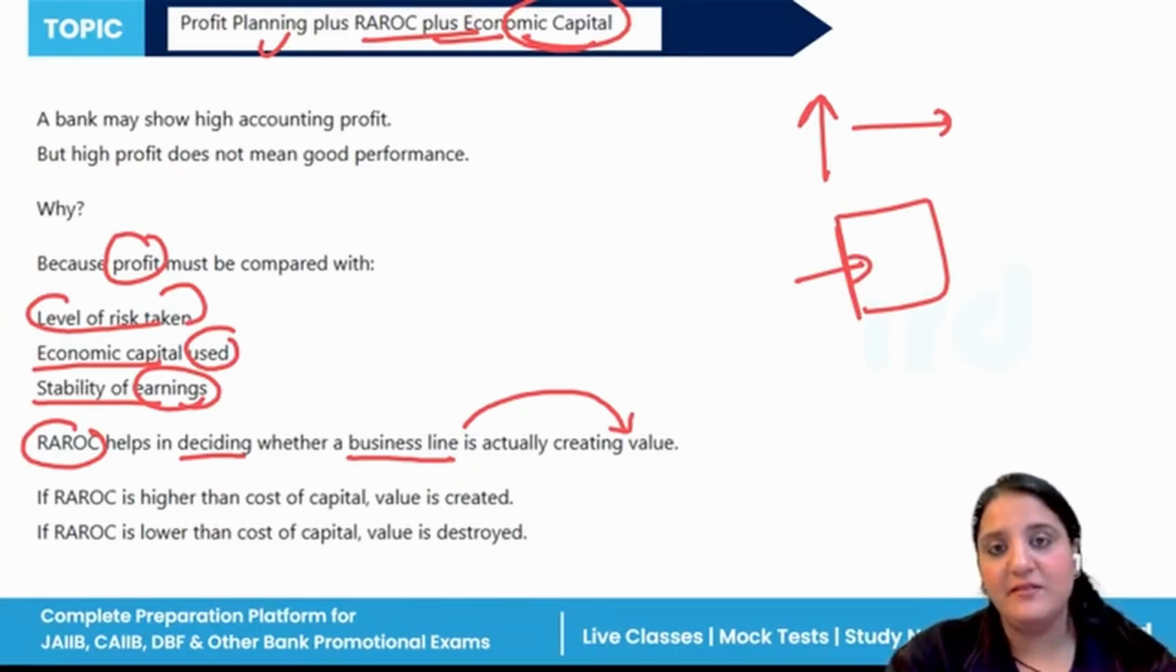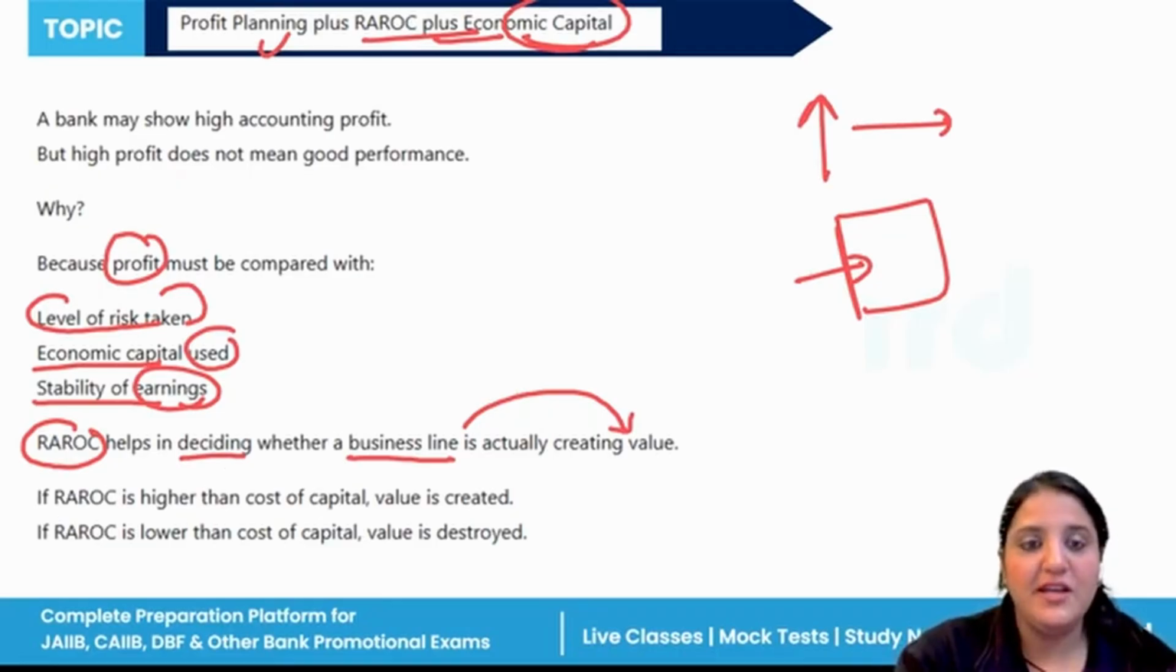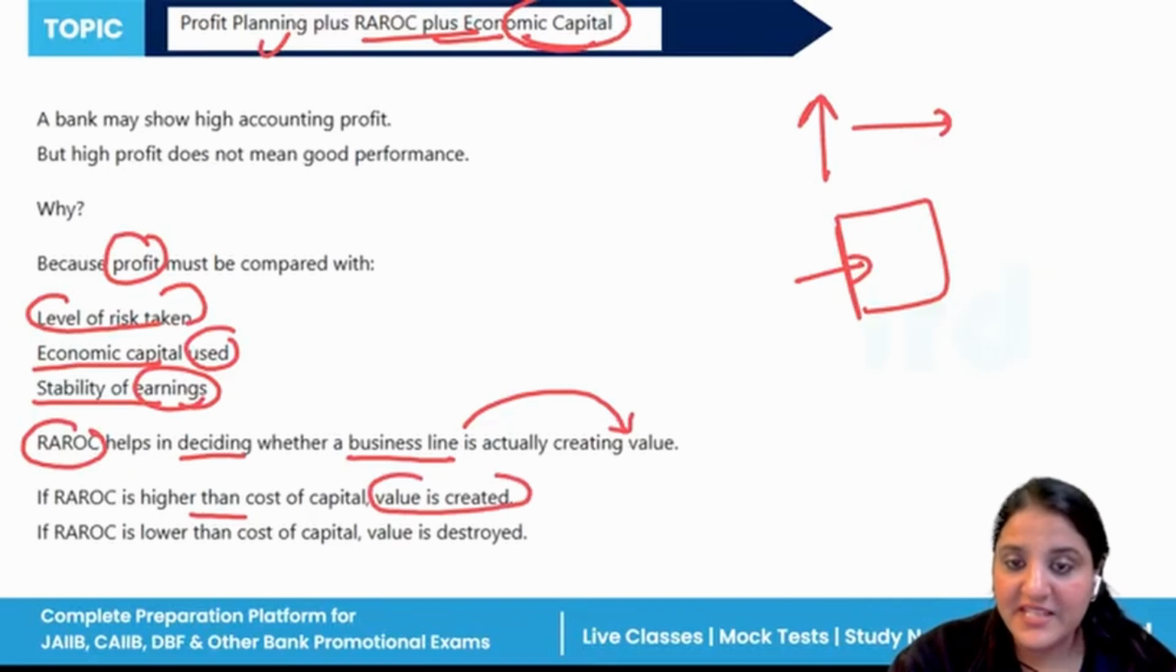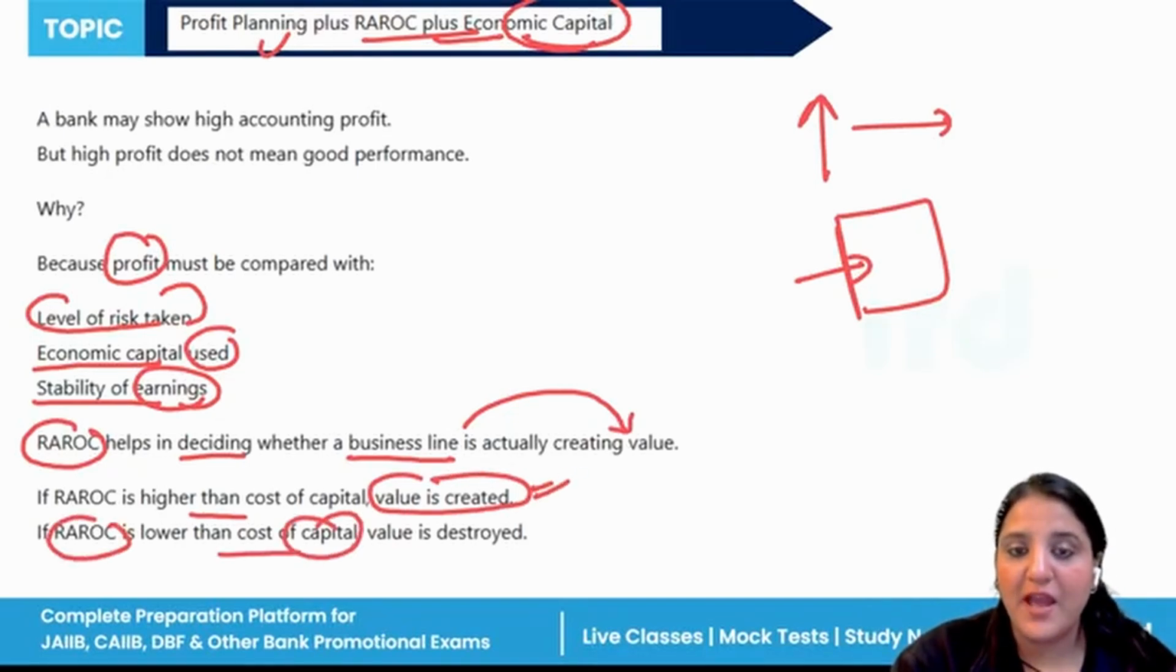So how can this be measured? If RAROC is higher than the cost of capital, value is created in that case. If RAROC is lower than the cost of capital, then value is destroyed.